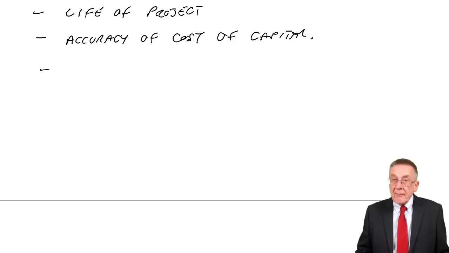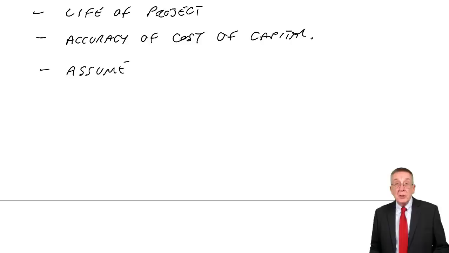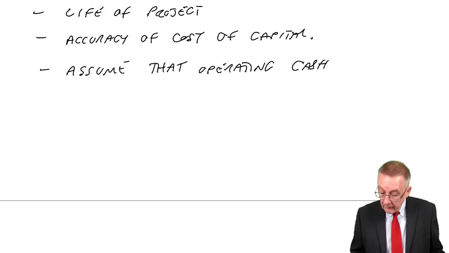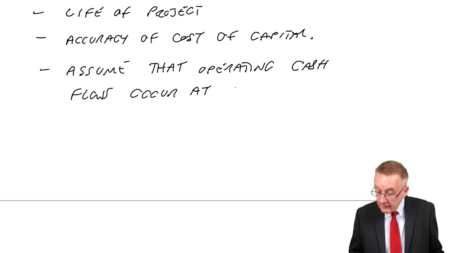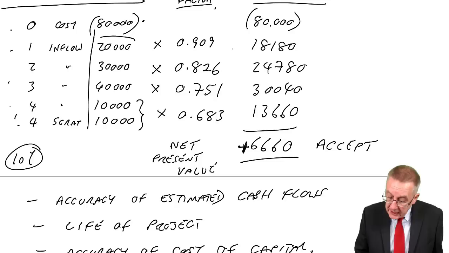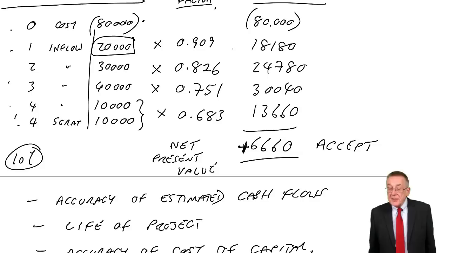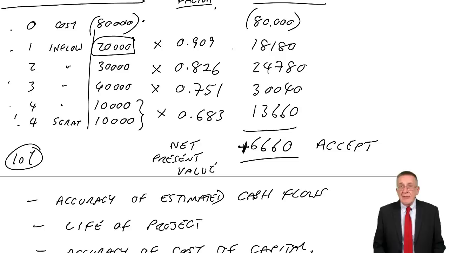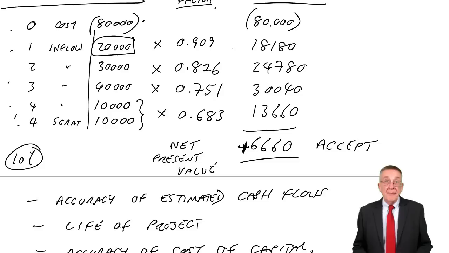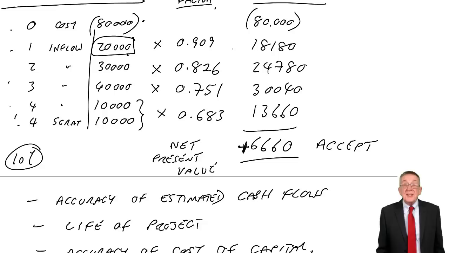We are assuming, and we always do assume, unless you're told different, that operating cash flows occur at the ends of years. Now, what I mean by that, we were getting 20,000 in the first year, and when I discounted, we effectively removed 1 year's interest. We divided by 1.1 to remove 1 year's interest. That was assuming that we pay out 80,000 now, perhaps 1st of January, and that the 20,000 is received 1 year later, perhaps 31st December.